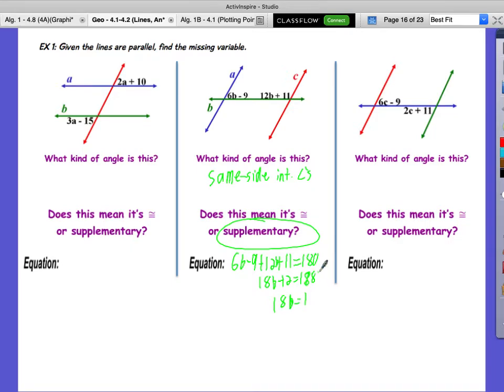I already wrote 170 there. Where did you get 180? Oh, whoa, that's not right. I'm not following. Okay, I don't know, because if you add negative 9 and 11 together, it's not 12. It's 2. It's a plus 2. So 18b equals 178, and b is 9.8. Okay, that makes much more sense. I'm sorry, I forgive you.